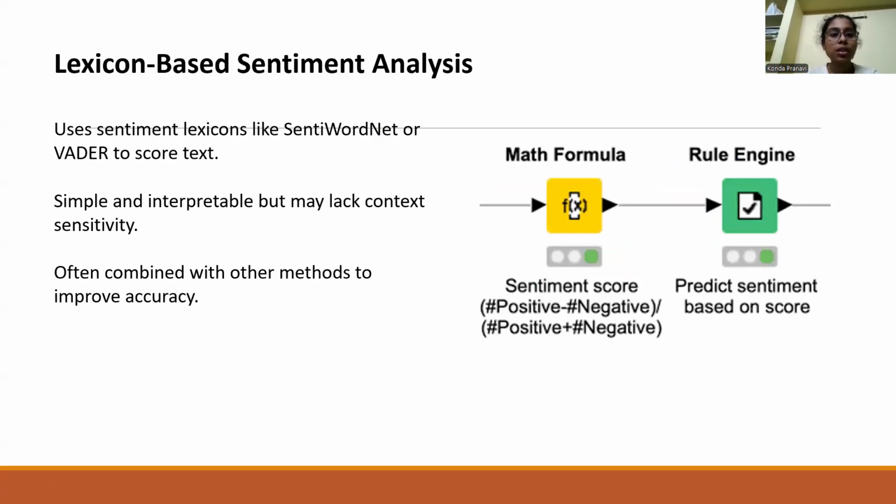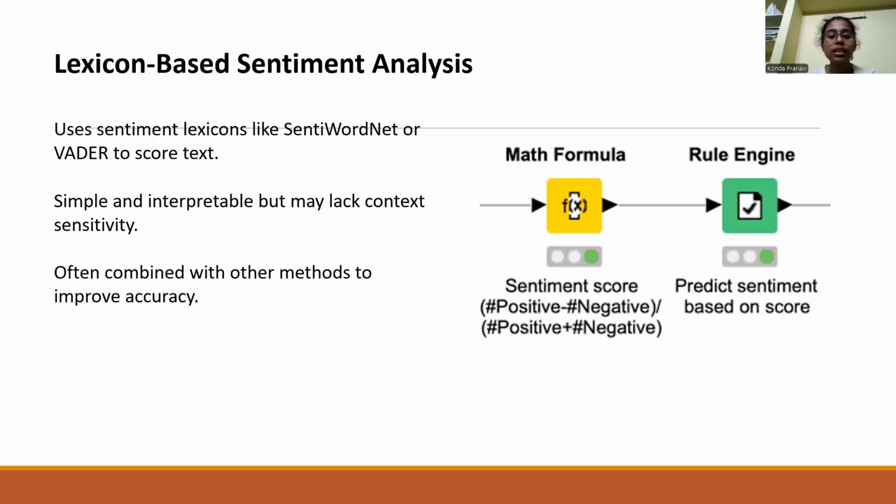Next comes lexicon-based sentiment analysis. This method uses predefined dictionaries such as SentiWordNet or VADER, where words are assigned sentiment scores. The overall sentiment is calculated based on the scores. It is simple and transparent but struggles with context and sarcasm. It lacks context sensitivity and is often combined with other methods to improve accuracy.